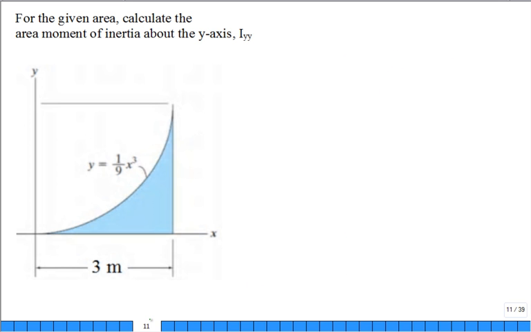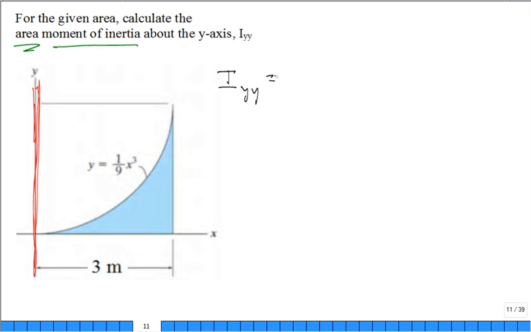Oh boy. For the given area, calculate the area moment of inertia about the y-axis. Well, where is the y-axis? Right here is the y-axis. How do I calculate that area moment of inertia, which a lot of textbooks use the symbol I_yy? That's what I'm asked to calculate. Can you do it?